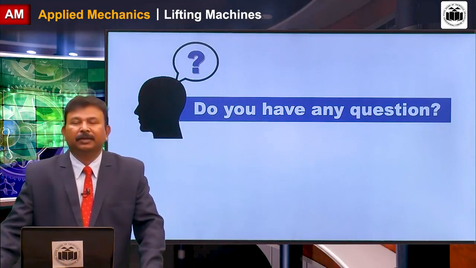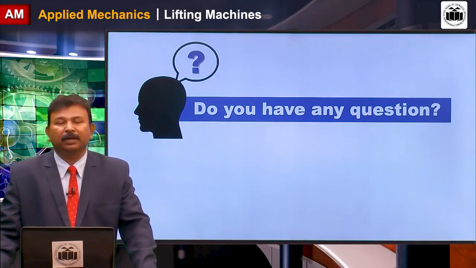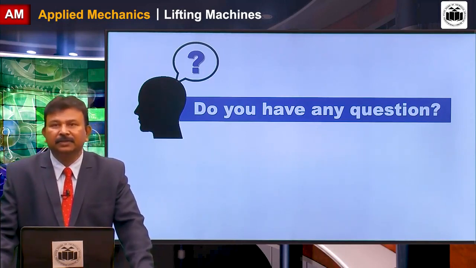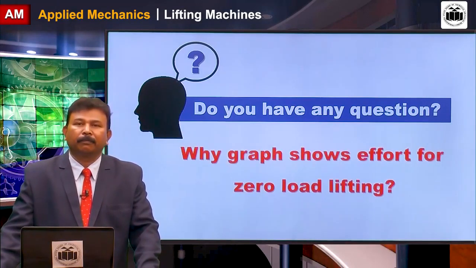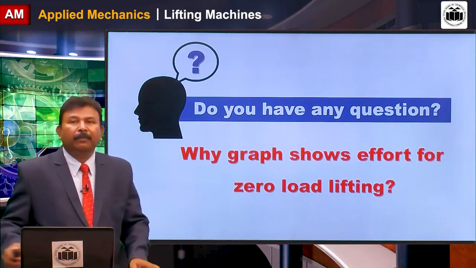Students, we finished the third objective of our topic, lifting machine. Do you have any questions regarding this? I have a question. Why does the graph show effort for zero load lifting? Now, it's a very interesting question.